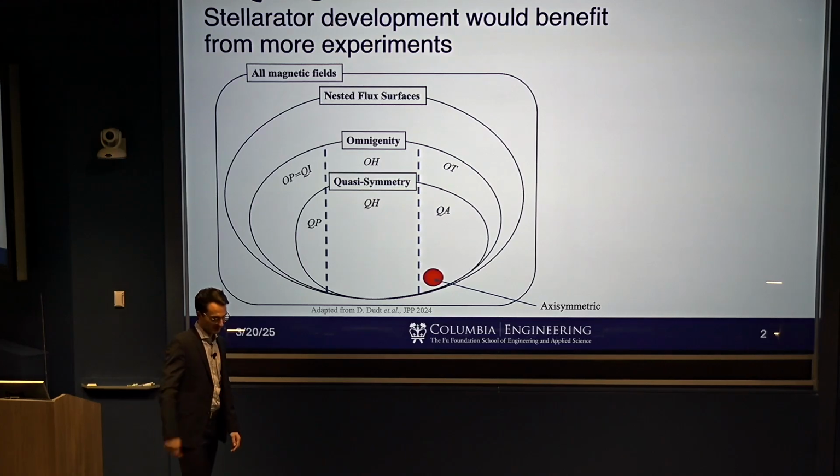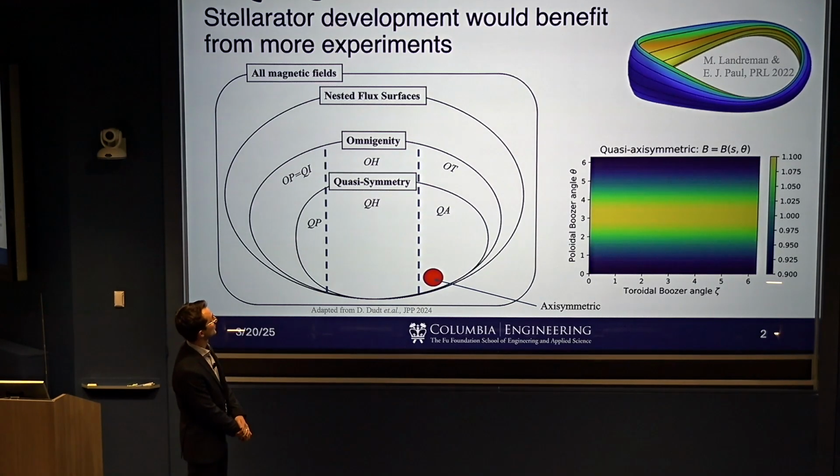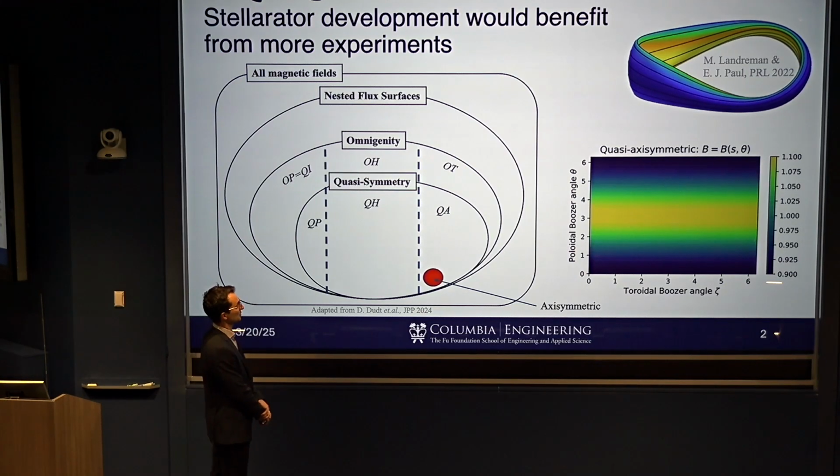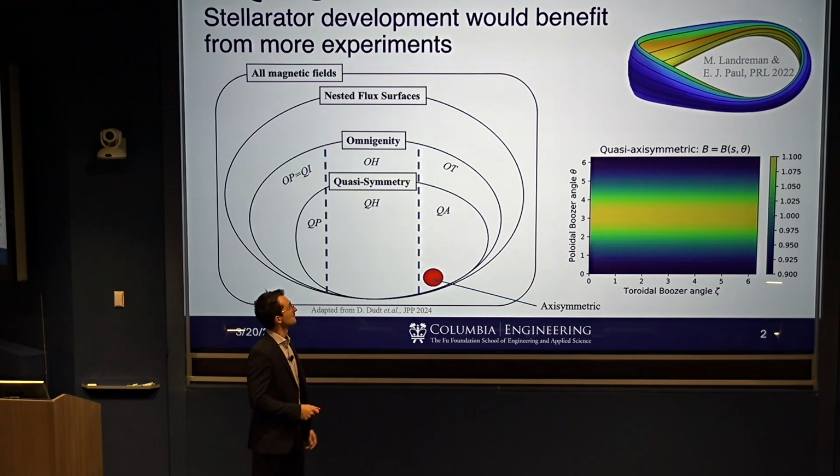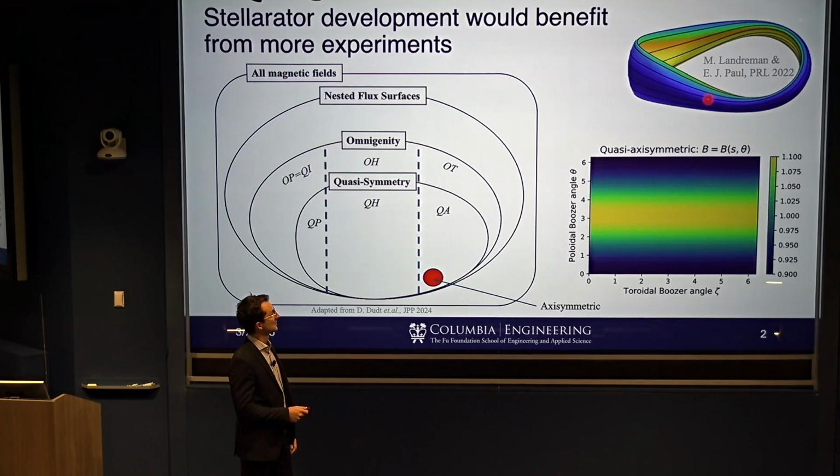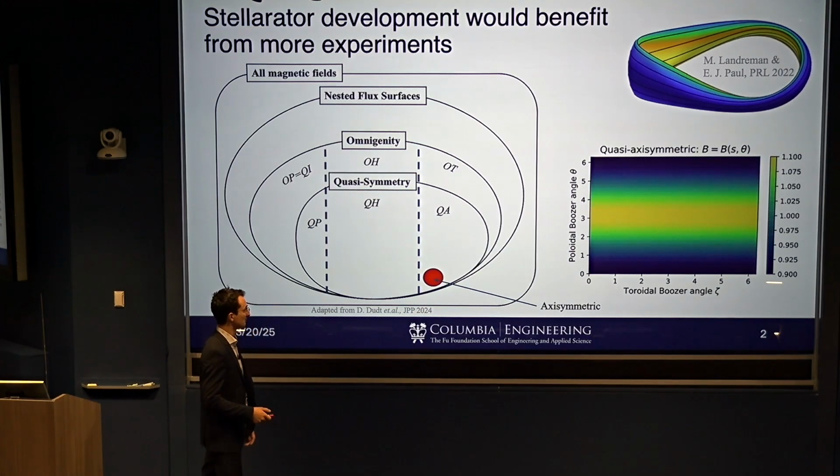Just to be as complete as possible, I'm just going to remind you what QA is, so quasi-axisymmetric. And here I have the famous design of Landreman and Paul, where despite having a three-dimensional magnetic field, when you look at the field strength in Boozer coordinates, you don't have any dependence on the toroidal Boozer angle, zeta, and so that's what we call quasi-axisymmetry.